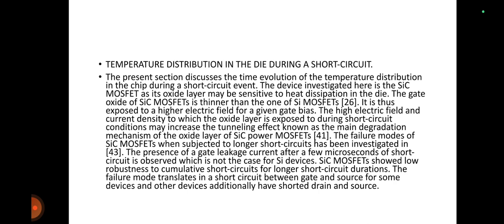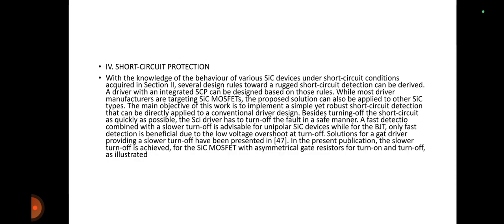The failure modes of SiC MOSFETs when subjected to longer short circuits have been investigated. A gate leakage current after a few microseconds of short circuit is observed, which is not the case for Si devices. SiC MOSFETs showed low robustness to cumulative short circuits for longer short circuit durations. The failure mode translates into a short circuit between gate and source for some devices, and other devices additionally have shorted drain and source.